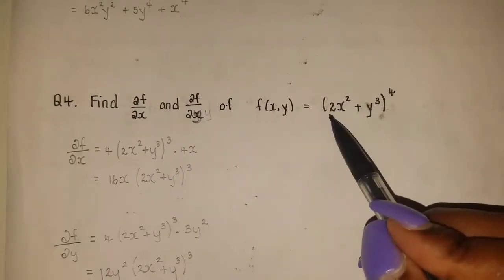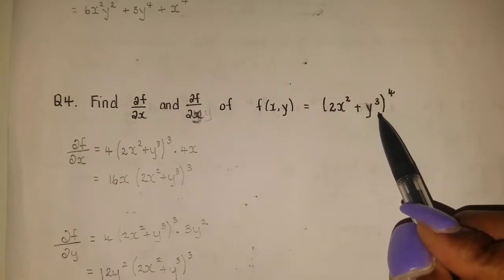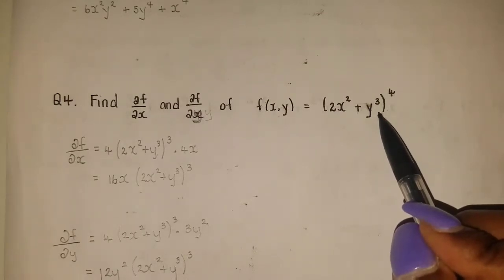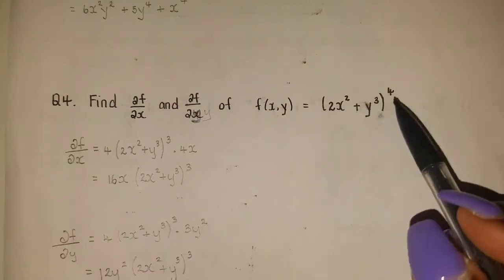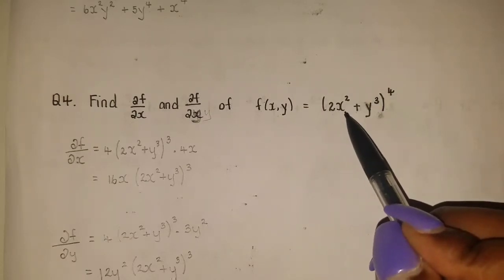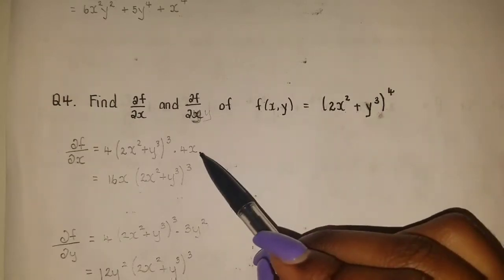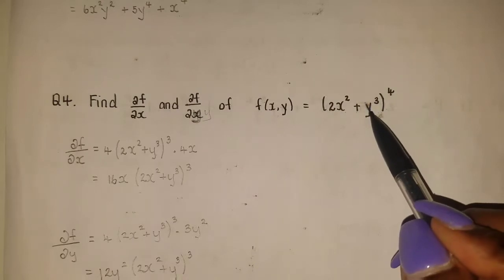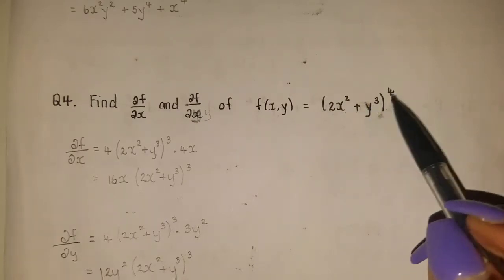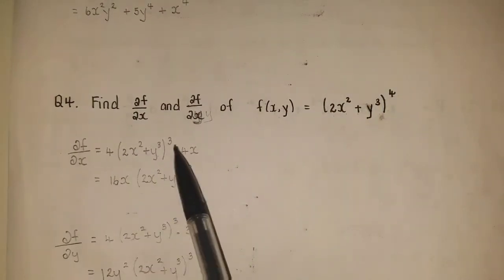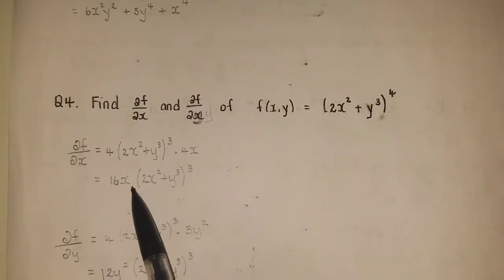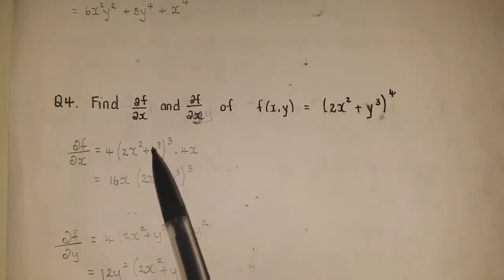And now when we go inside the bracket to differentiate, we're differentiating the x's and the y's act as constant. So this 2x squared differentiates to give us 4x, but when we differentiate this y cubed, it will be 0. So all we have now is 4 times 4x, which is 16x, and we write back the bracketed function.